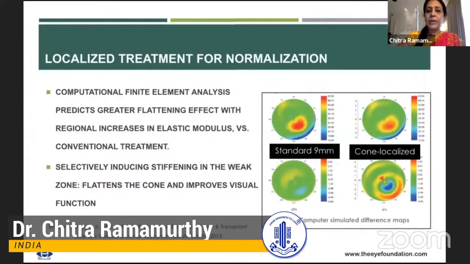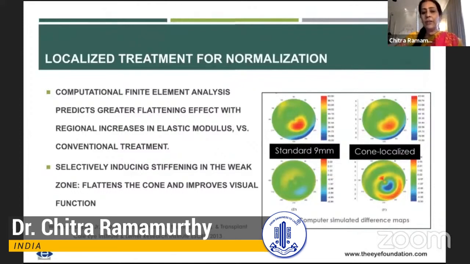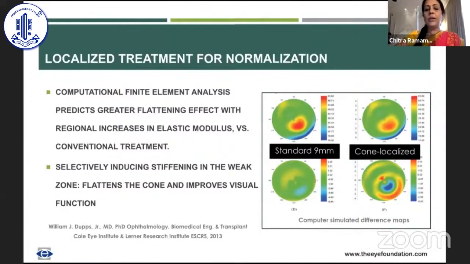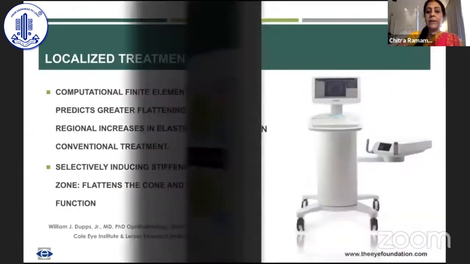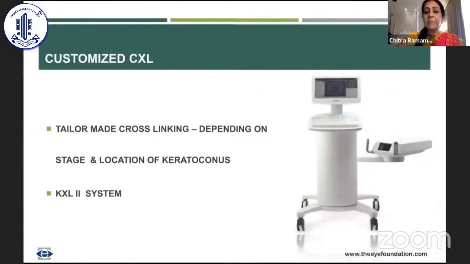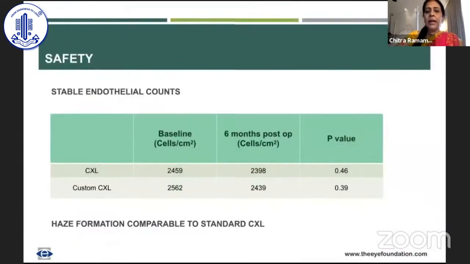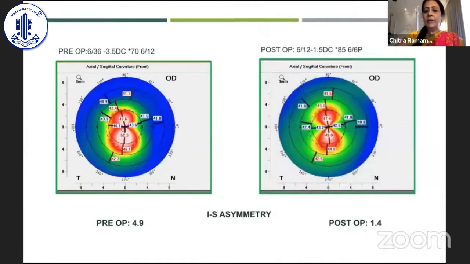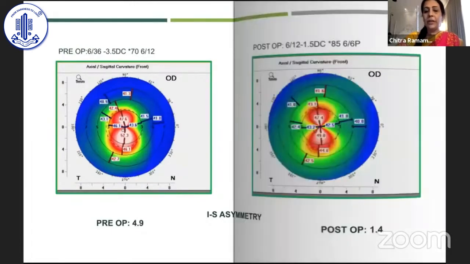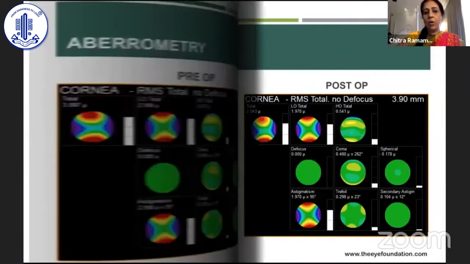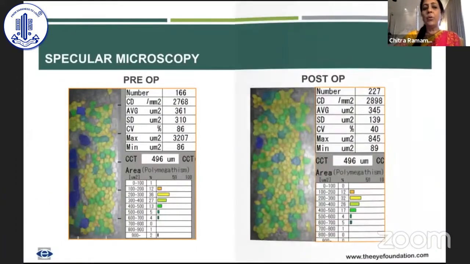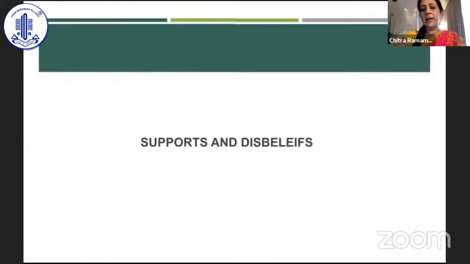So then it seemed to make sense that if you could use energy levels at differing levels, which would stiffen more the weaker area and less the surrounds, it might even reshape the cornea and make it better as far as visual quality and acuity was concerned. And we did our own study where we found that when we compared the two in 30 eyes, the endothelial counts were stable, the inferior superior asymmetry had definitely improved, so also the higher order aberration, and the specular microscopy was not affected by using this higher energy.